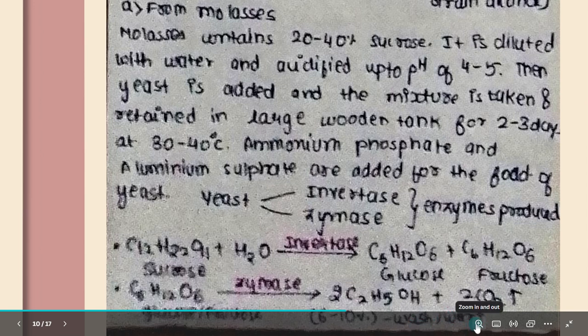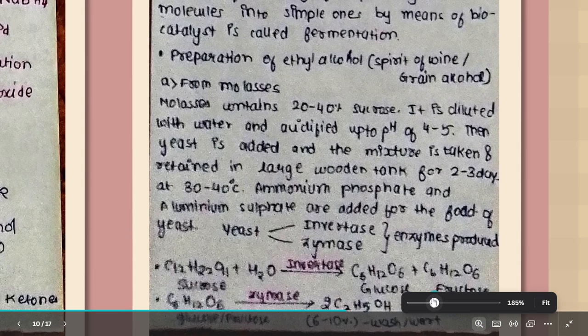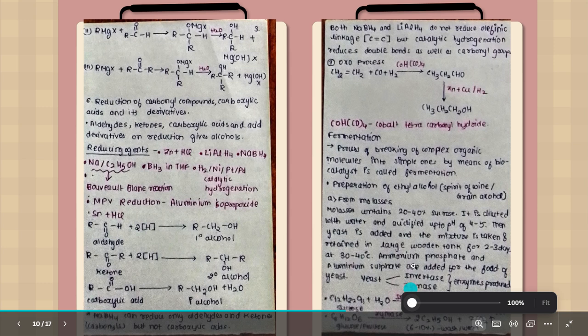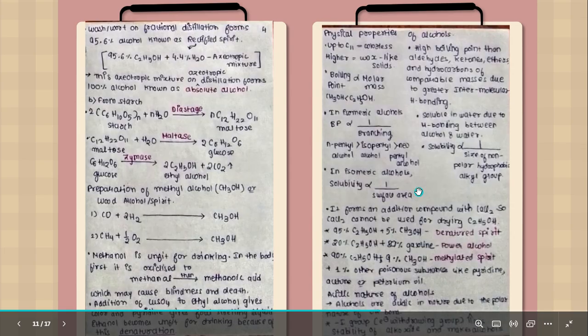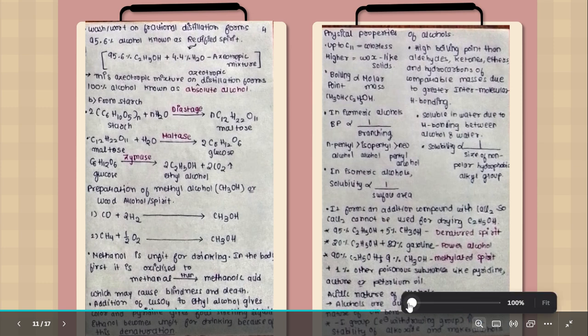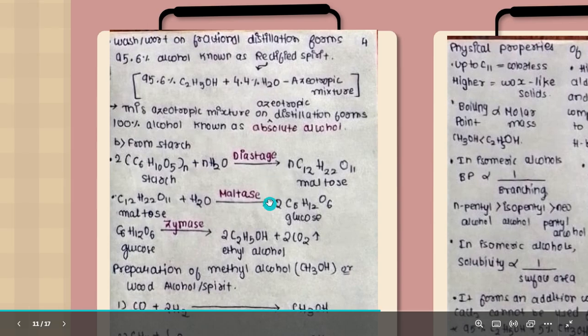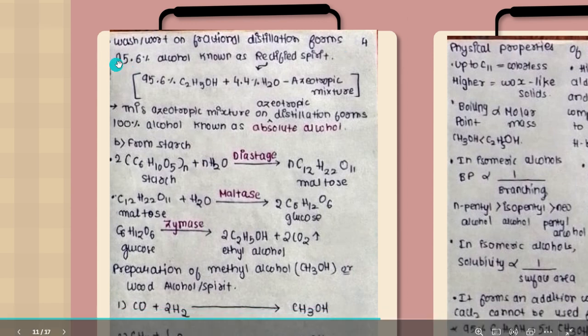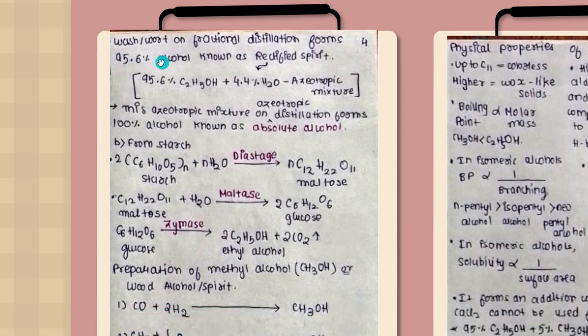Now this C2H5OH formed is just 6 to 10% of the mixture, which is known as wash or wort. This wash or wort, with just 6 to 10% alcohol, on fractional distillation forms 95.6% alcohol known as rectified spirit. Now this 95.6% alcohol, that is C2H5OH, plus 4.4% H2O, forms an azeotropic mixture.